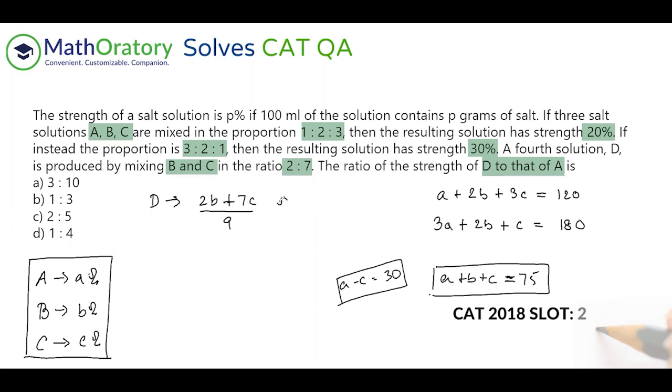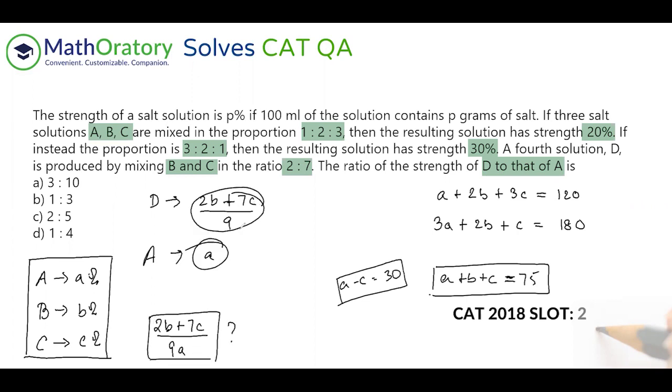This will be in percentage, by the way. And A has a concentration of A%, right? We need to find the ratio of these two. So effectively our objective is to find (2B plus 7C) divided by 9A. This is our requirement. This divided by this. Both are in percentage, so that will cancel off. This is what we require. But how do I achieve this? 2B plus 7C by 9A.